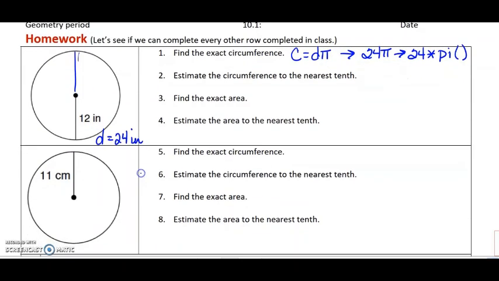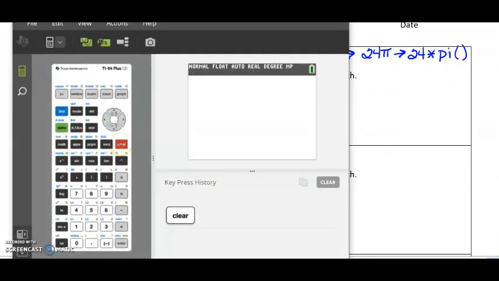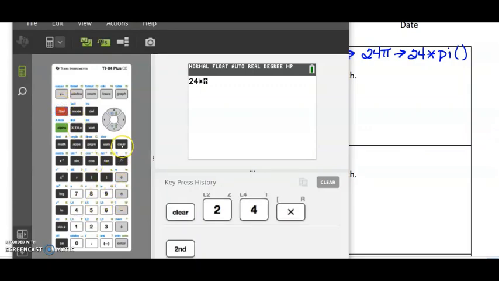To estimate the circumference to the nearest tenth, we will want to enter that into our calculator. So 24 times pi gives us 75.39. Now remember, to the nearest tenth is 1 decimal place, so we have to look at that second decimal place. If that is 5 or more, we want to round up. So we would say it's 75.4.